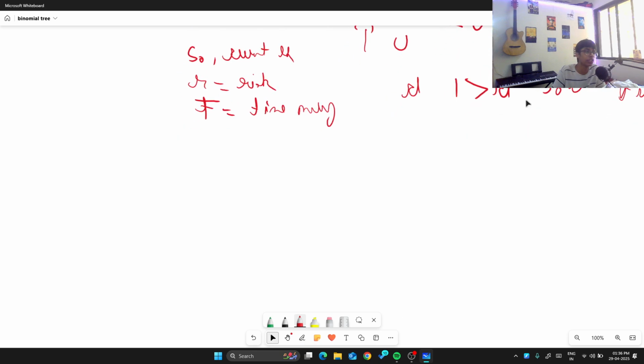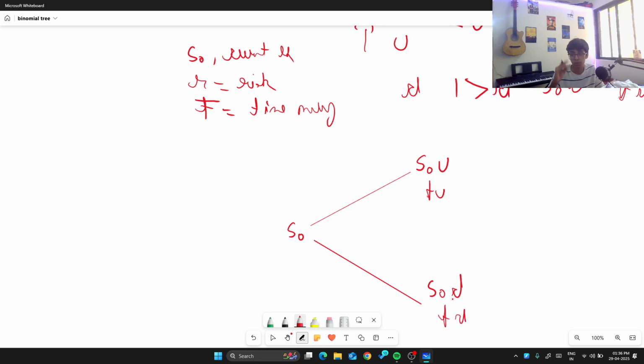So let's start. The current price is at S0. We go up to S0u, and then we go down to S0d, with option price up and option price down. So our portfolio.